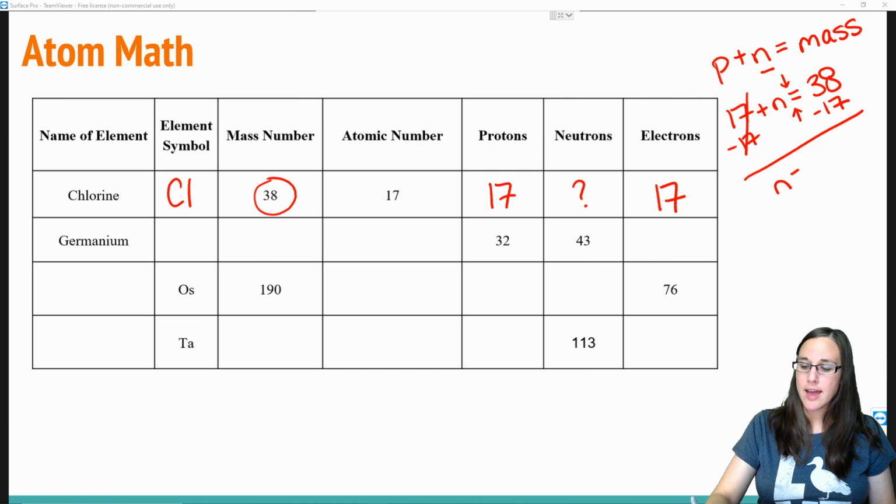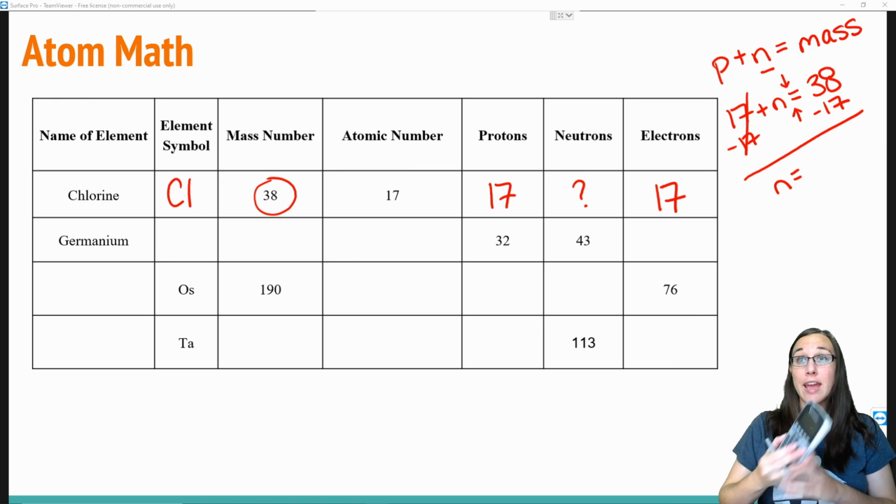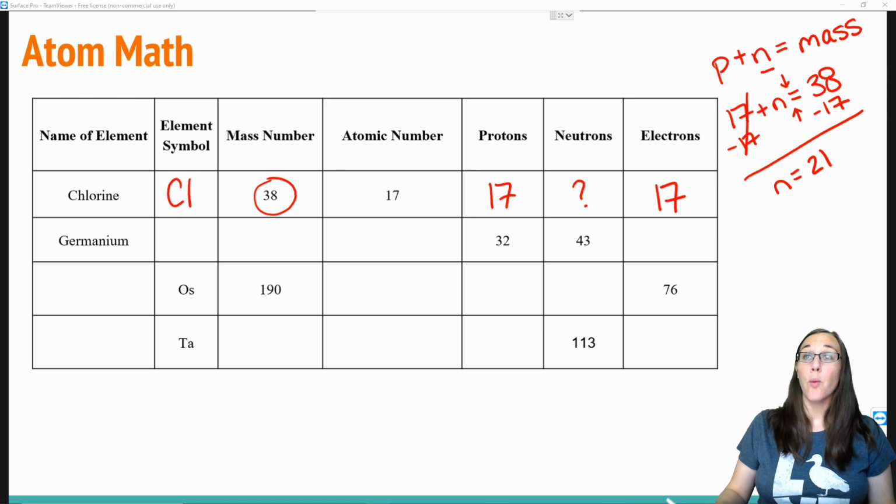And when I do that, n will equal 38. Get out your calculator if you don't have one already. 38 minus 17 is 21. So n equals 21. So I have 21 neutrons in this case. Let's move on to the next one.